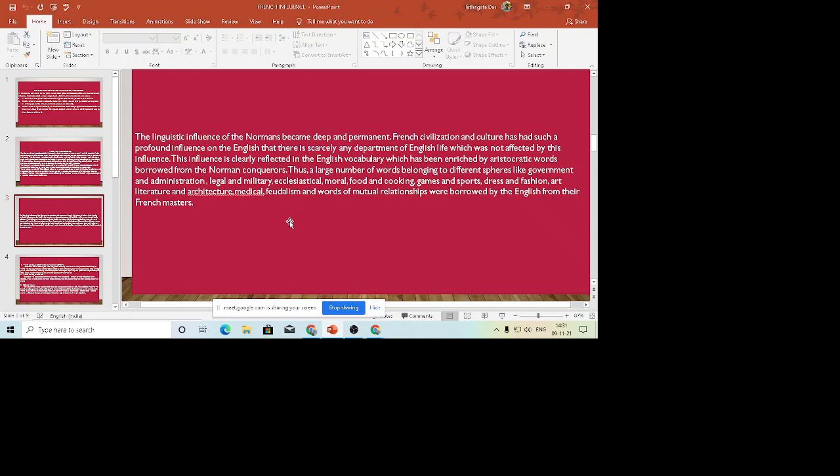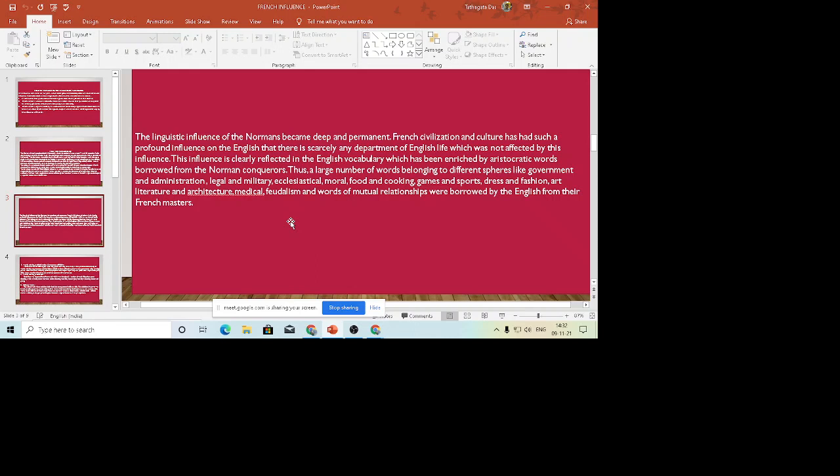This influence is clearly reflected in the English vocabulary, which has been enriched by aristocratic words borrowed from the Norman conquerors. So the simple English words were supplemented by the more advanced aristocratic words, which were adopted into the language. Thus, a large number of words belonging to different spheres like government and administration, legal and military, ecclesiastical, moral, food and cooking, games and sports, dress and fashion, art, literature and architecture, medical, feudalism, words of mutual relationships were borrowed by the English from their French masters.